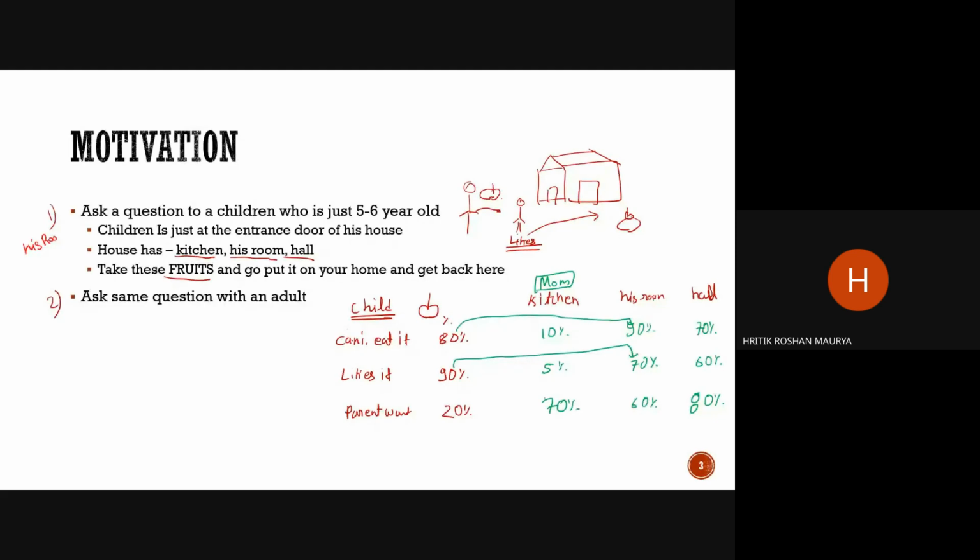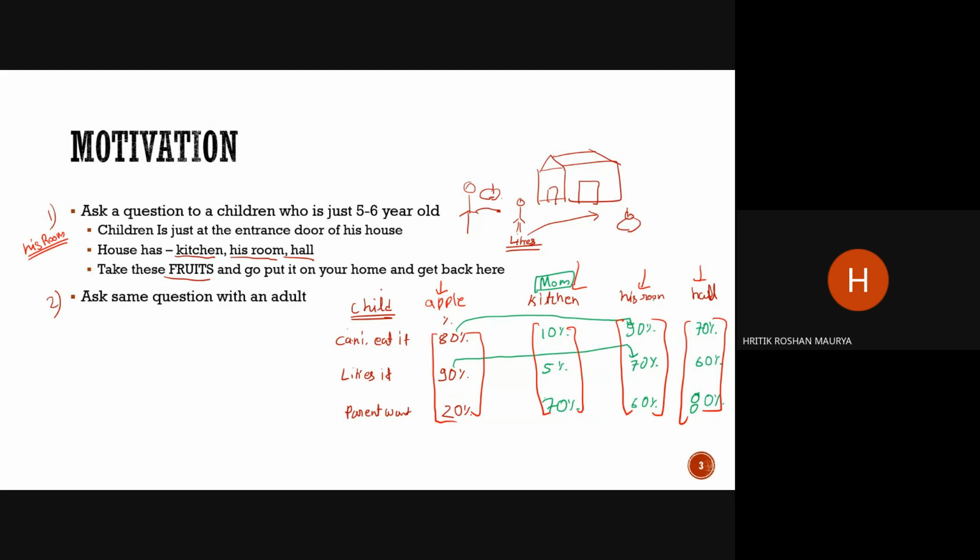Am I audible? Yes, sir. Yeah, so this is his room. And actually this is known as word embeddings. So this is the embedding, this is the embedding, and this is also an embedding. So this is the embedding for Apple, this is the embedding for kitchen, this is the embedding for his room, and this is the embedding for house.